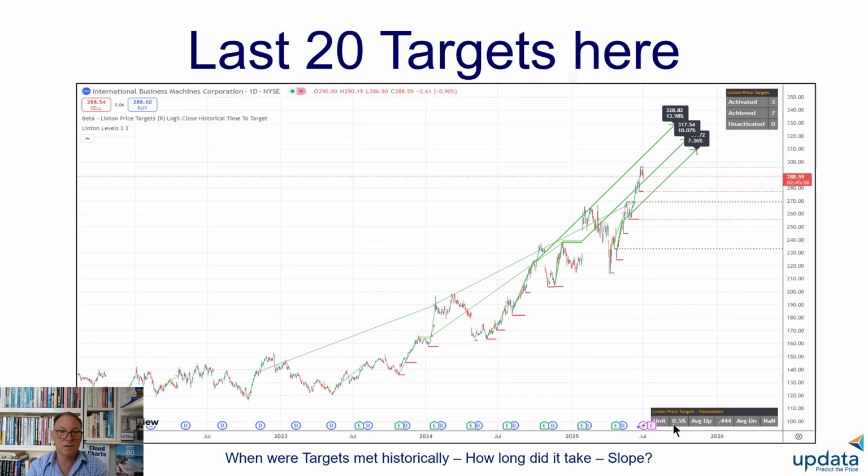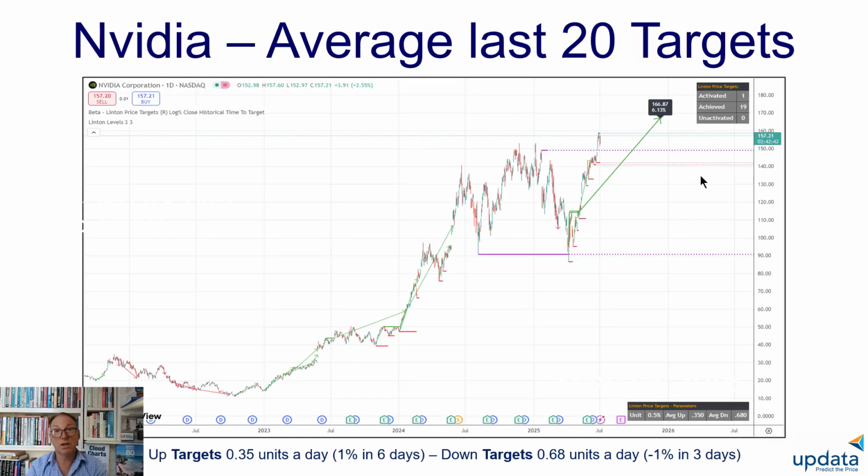And so here we see the last 20 targets. How long did it take? Here we've got the units, upside targets. Those targets are based on the historic of 20 units, so the last 20 targets, that's what's happened. So that's again quite an interesting one. This is NVIDIA, average of the last 20 targets. That's what the target time projection is based on.